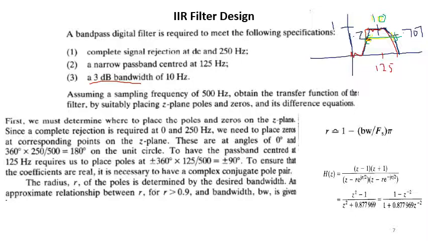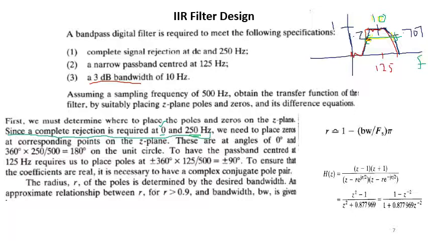And this is, for example, your linear frequency axis. Okay, now the first thing is let's place the poles and zeros on the Z plane. Because we are told that we want a complete rejection at 0 and 250 hertz, that means at those two frequencies we'll have zeros.